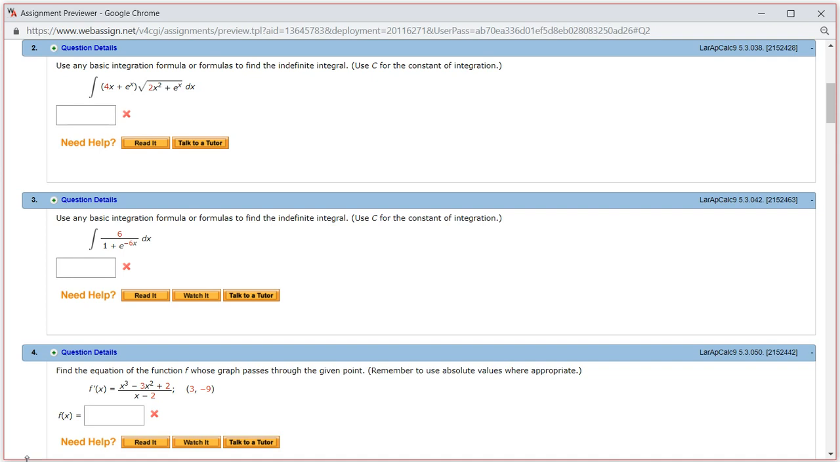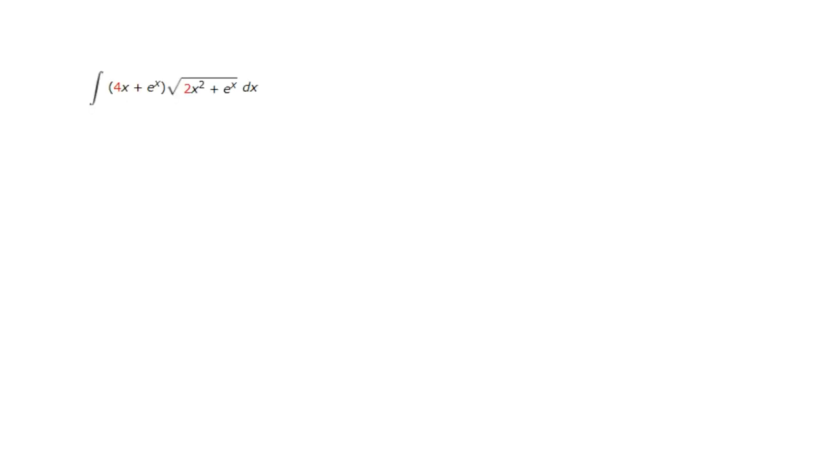All right, let's look at the homework 5.3, 5.4, problem number 2. So let's evaluate this integral here. I'm going to use the substitution. I'm going to let u be the expression inside the square root. So this whole thing is going to be u right there. All right, so let's go through the usual drill.